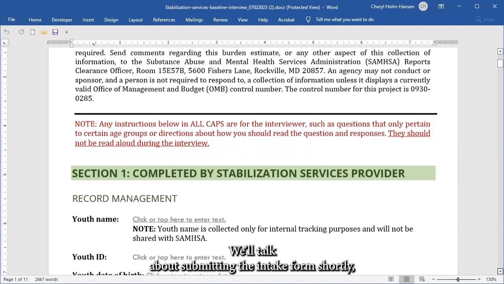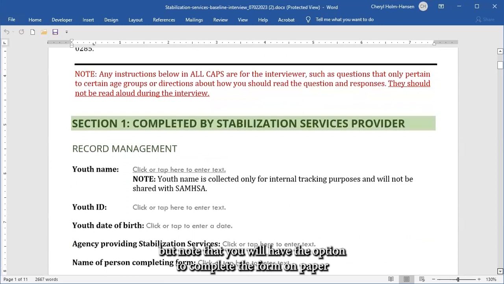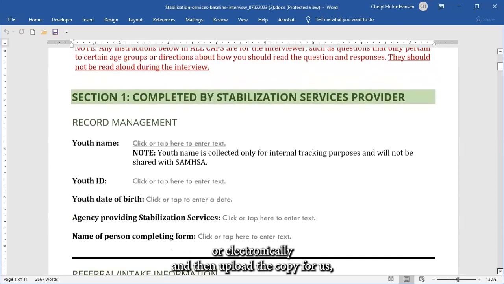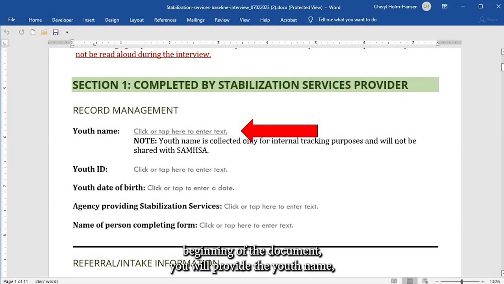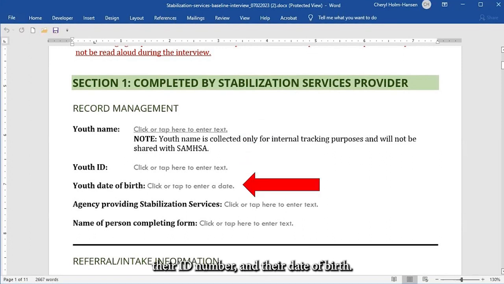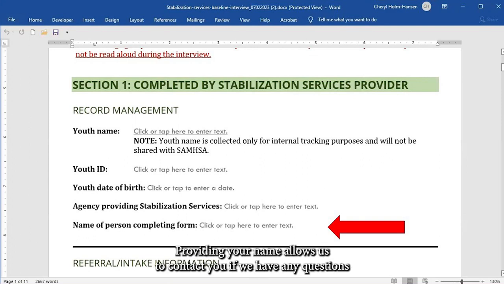We'll talk about submitting the intake form shortly, but note that you will have the option to complete the form on paper or electronically and then upload the copy for us, or you can just enter information directly into our database. The questions are the same either way. At the beginning of the document, you will provide the youth name, their ID number, and their date of birth. You will also provide the name of your agency as well as your name. Providing your name allows us to contact you if we have any questions or need any clarification about what you provided.